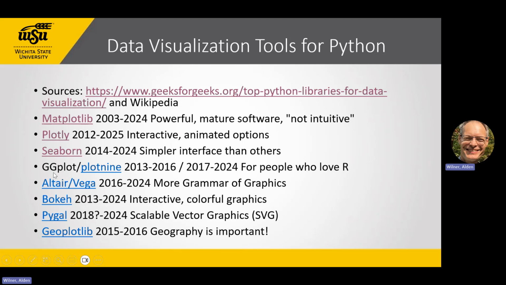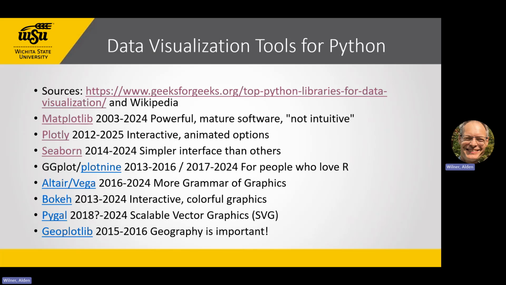After Seaborn comes what's called ggplot or Plot9. It's for R lovers. This was a piece of software originally developed in the R programming language for use with R in 2013. And there was a ggplot branch for Python, and that lasted till about 2016, and then they retitled it to Plot9. So I thought for a while that ggplot was dead. It's not. It just got renamed. What does GG stand for? Grammar of Graphics.